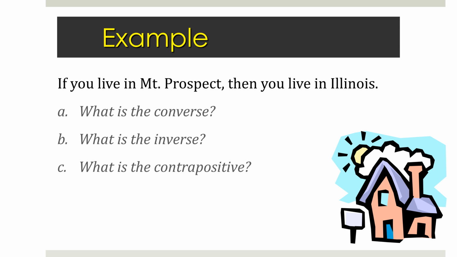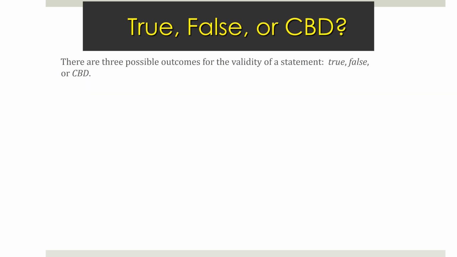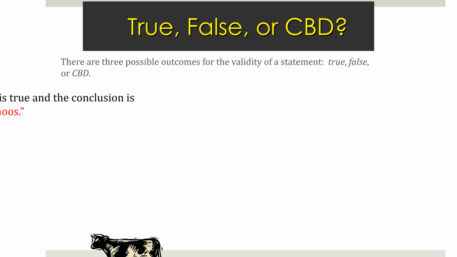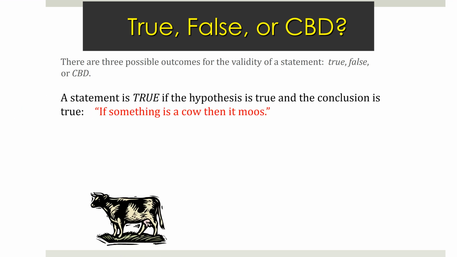We'll come back to that because there is a third possibility, which we'll get to in a second. True, false, or CBD. CBD stands for cannot be determined. And this makes people uncomfortable because you're used to statements being true or false. But there are instances where you can't determine whether it's true or false. So, for instance, we talked about this. In order for a statement to be true, the hypothesis has to be true. In order for that to be true, you got to have a cow first. If you don't have a cow, you can't see whether or not it moves. That happens to be a true statement, by the way. If something is a cow, then it moves.